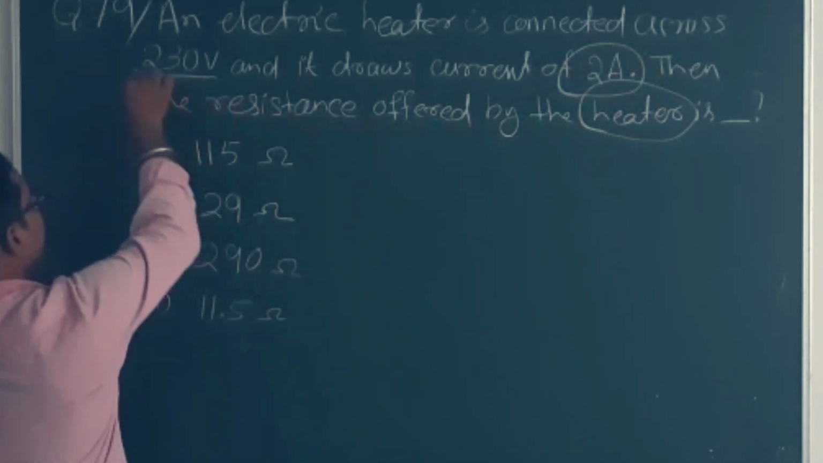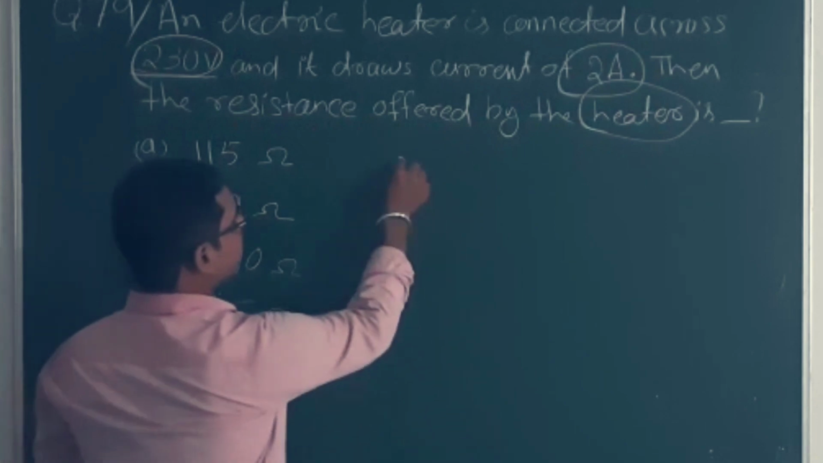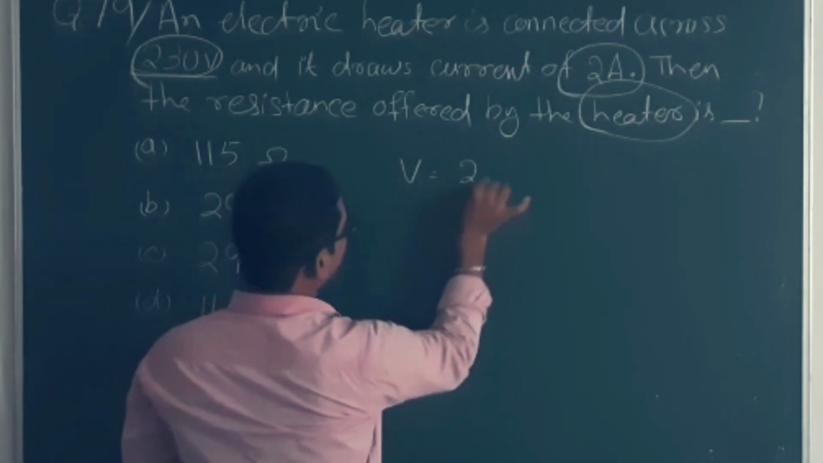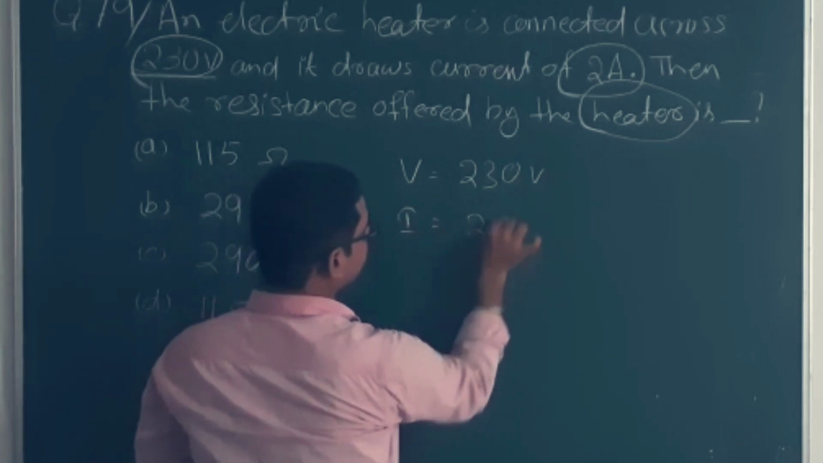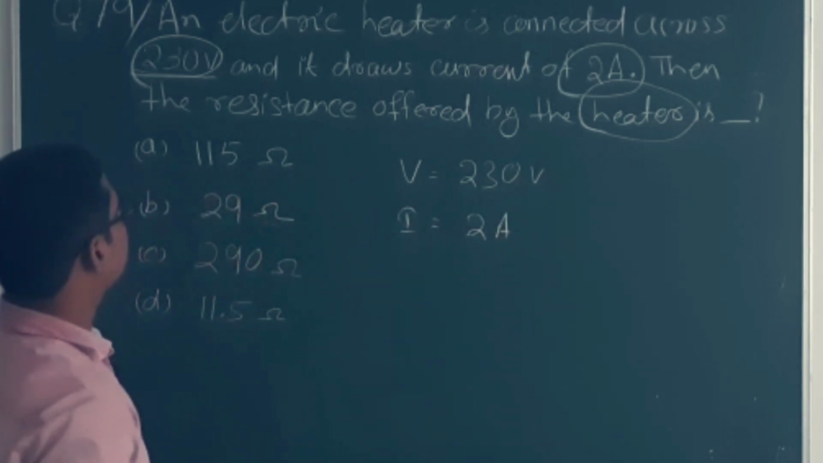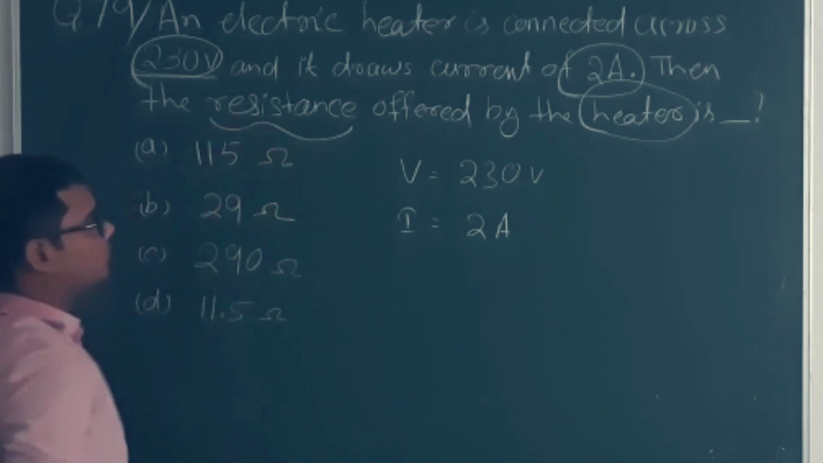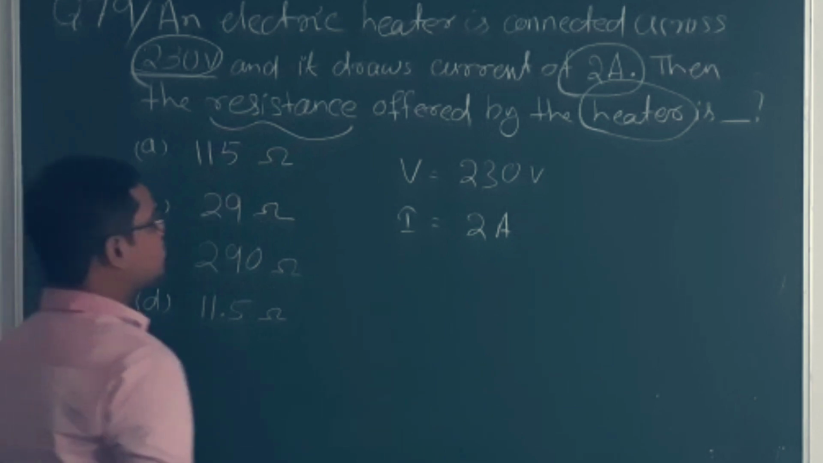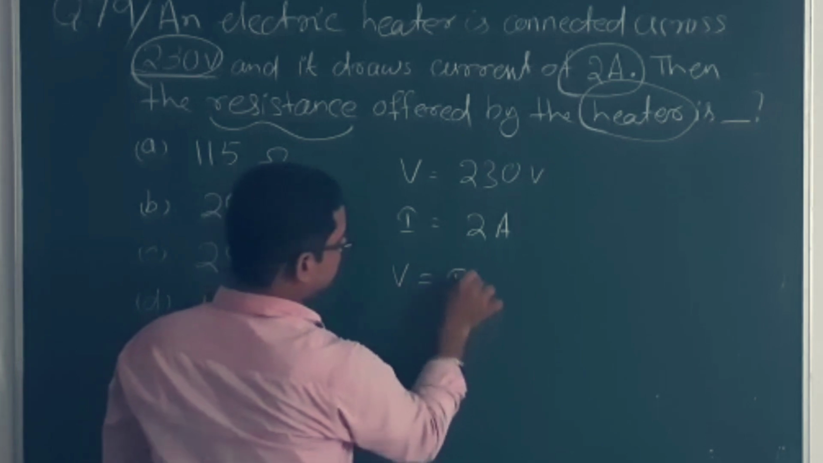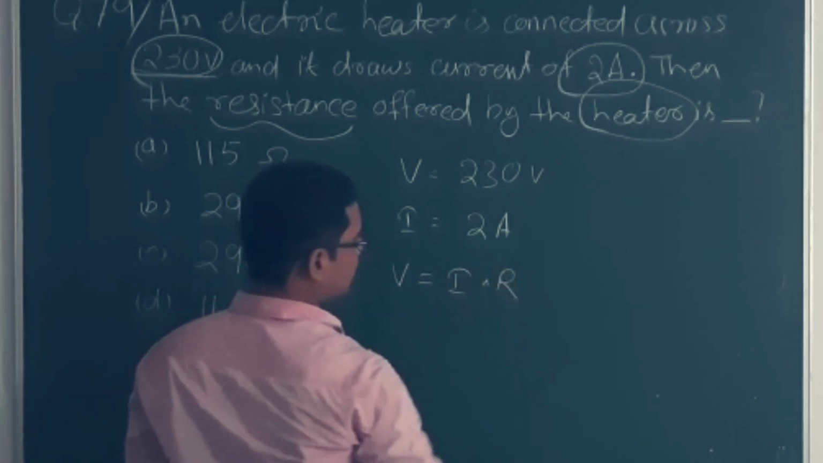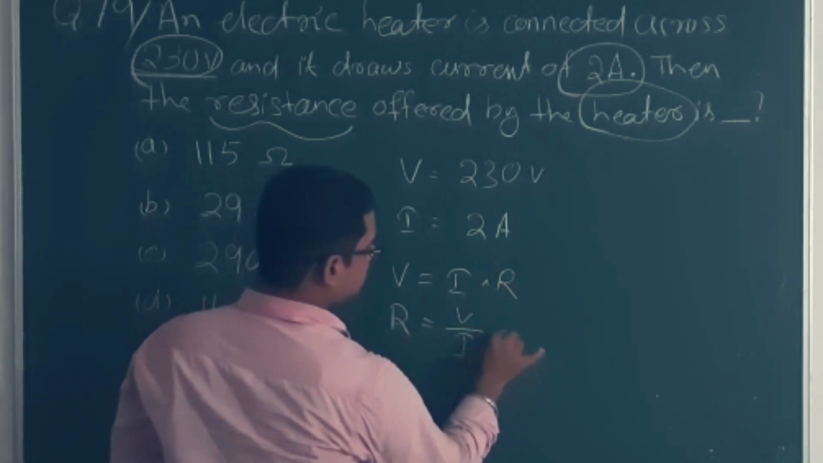Okay, so we are having three data here. One is 2 ampere and the voltage. So voltage is given, V equal to 230 volt, and current I equal to 2 ampere. Then the resistance offered by the heater. So it is to find out the resistance. From Ohm's law we know that V equal to I into R, and R, if you want to find out, it will be V by I. This is a simple formula.